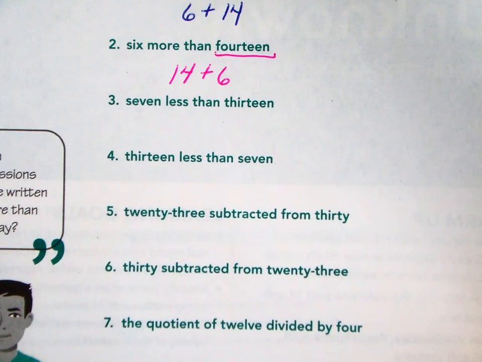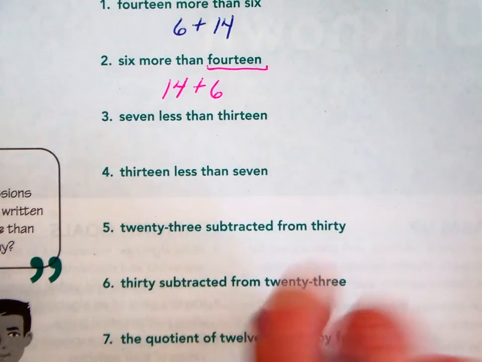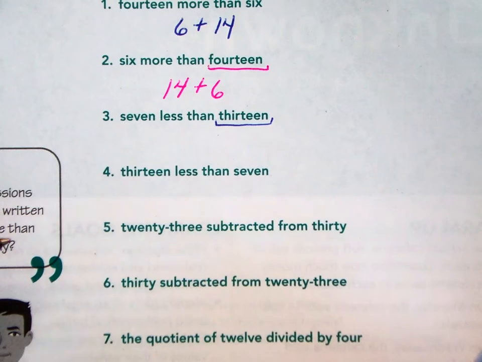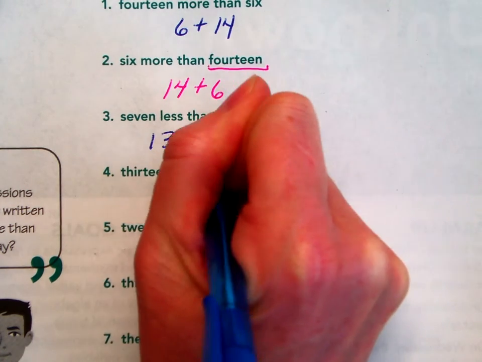7 less than 13. Which number did you begin with? 13. How much are you taking away? 7. 13 subtract 7.